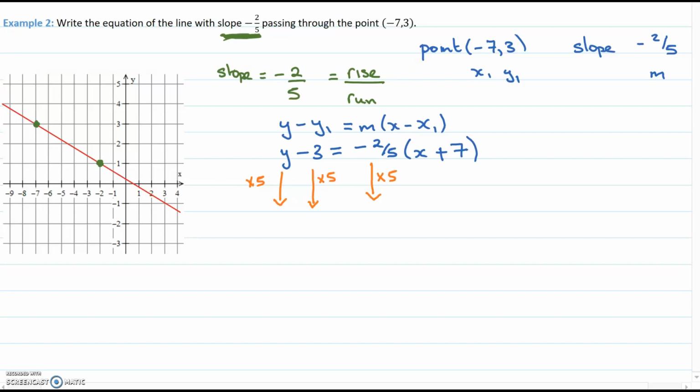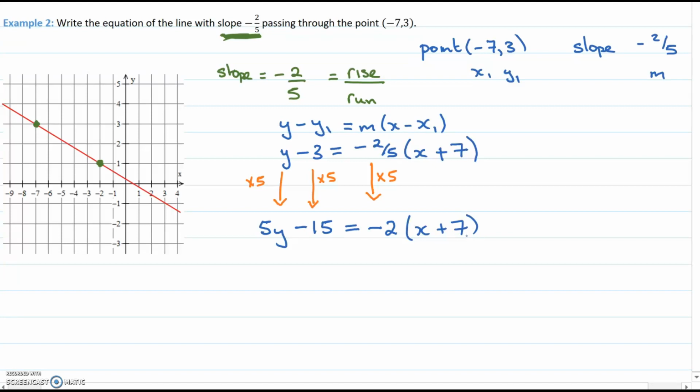So let's follow that through. That's going to give me 5 times y is 5y. Negative 3 by 5 is negative 15. Now when we multiply the negative 2/5 by 5, the advantage here is that when you multiply a fraction by its own denominator, the bottom of the fraction goes away and you're just left with the numerator, in this case negative 2. And then the x plus 7 doesn't get affected at all because it was in parentheses.